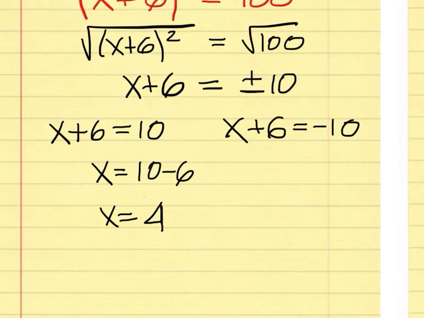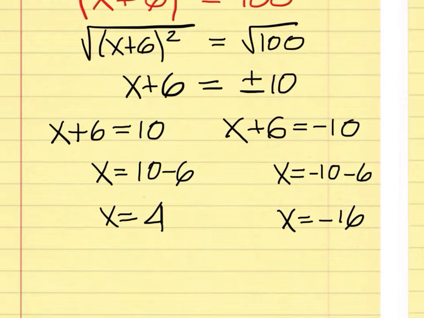And Bradley? X equals negative 10 minus 6, that's right. And what is negative 10 minus 6? Negative 16. That is right. Okay, so we have a 4 or a negative 16.